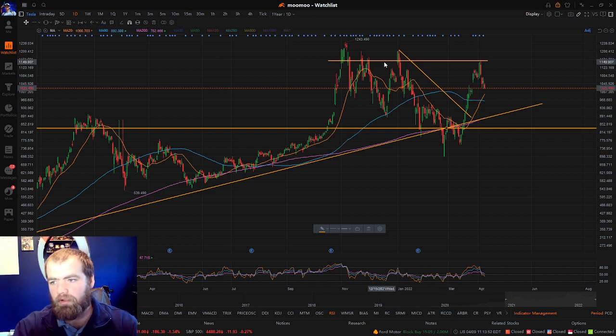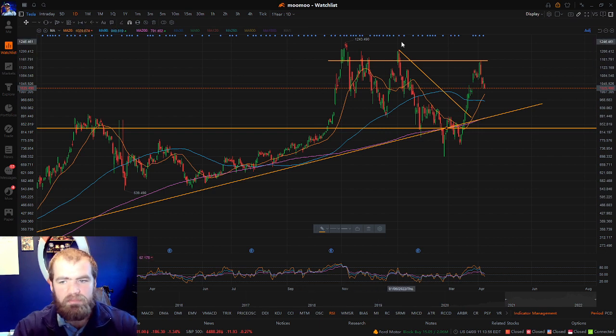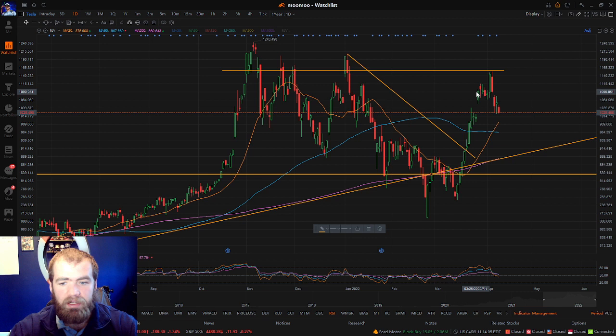Another resistance line is very, very simple. This is the one all the way up here at about $1,158. Every single time the stock has hit it, we have that natural tendency to get a sell off. So, answering that question of when do you buy and when do you sell?